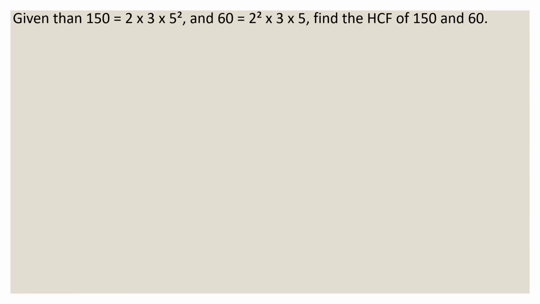One more question to try then. So even though this looks scary, remember this is actually easier because the hard work's been done. So pause the video and then we'll go through the answers. So let's expand it first. So 150 is 2 times 3 times 5 times 5, and 60 is 2 times 2 times 3 times 5.